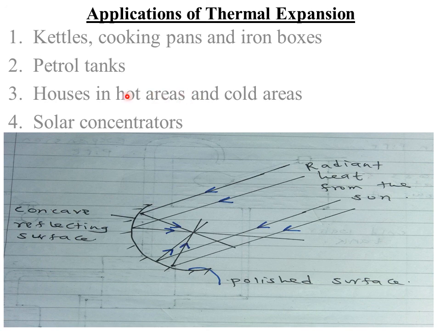So if a house is in a hot region, that means you need to reduce the temperature of the house. So you don't need to absorb more heat, because the house will be more hot and it will be inappropriate for survival of human beings. So to prevent more heat absorption, we usually paint their walls and even the roofs with very shiny colors or with very bright colors, so that most of the heat from the environment is reflected away.